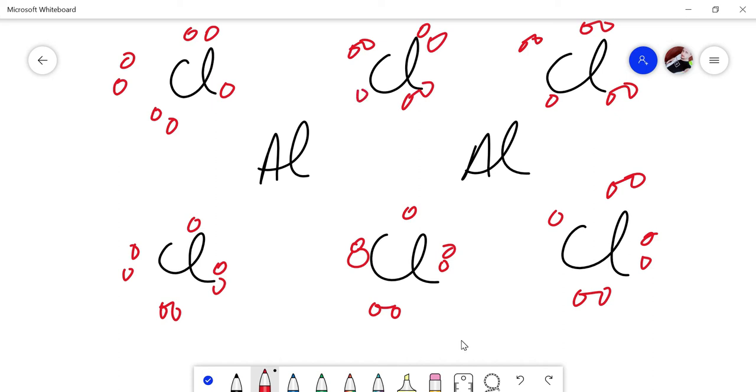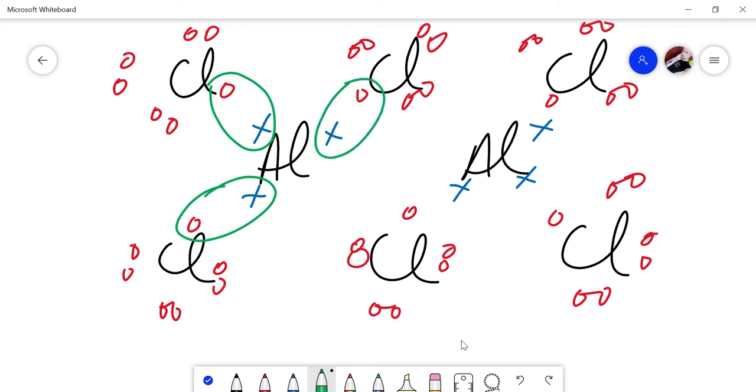And how many electrons does aluminium have? 3 electrons in every aluminium, right? Yes, sir. Okay, aluminium is in group 3, so 3 electrons. Chlorine is in group 7 of the periodic table, so 7 electrons are there. Now there will be a combination: single covalent, single covalent, and single covalent.